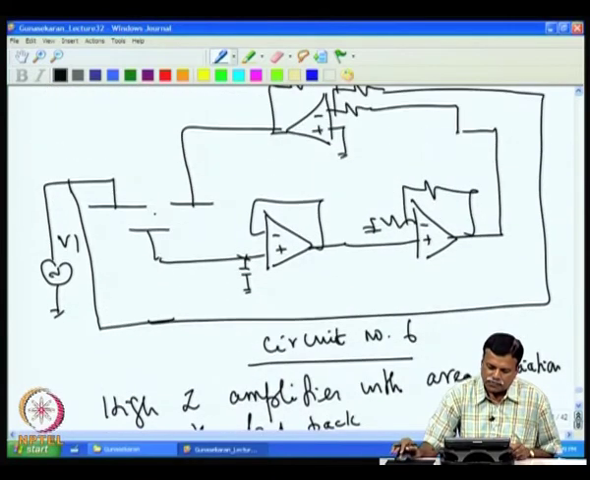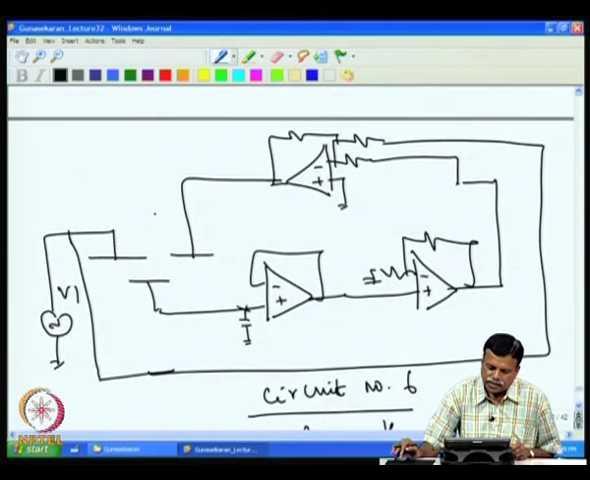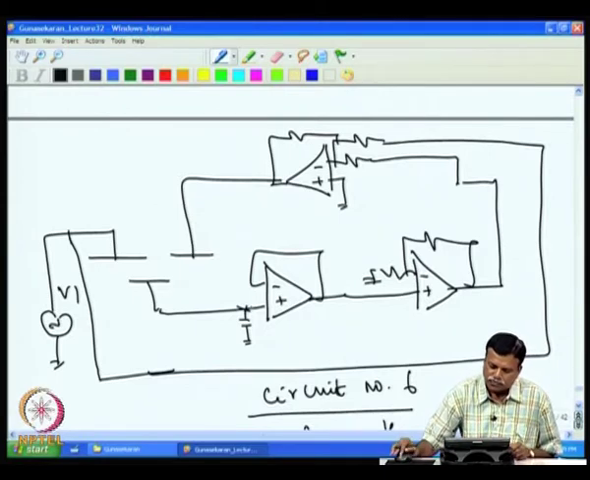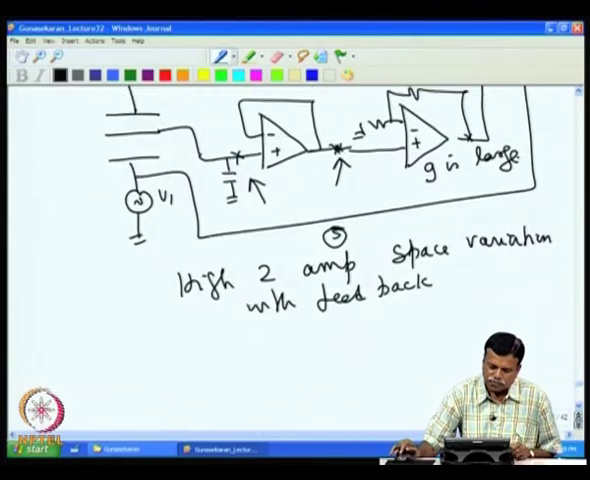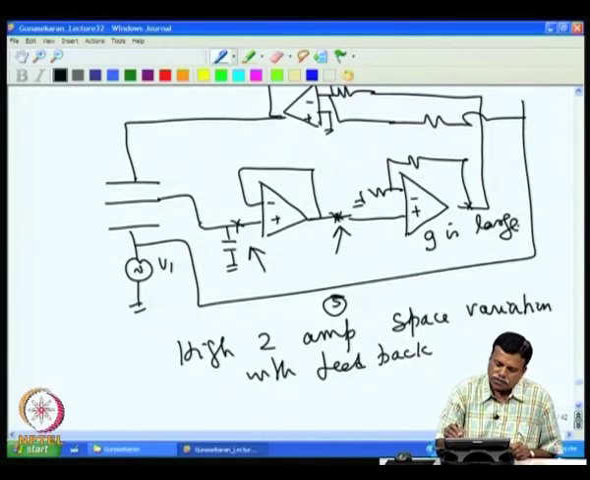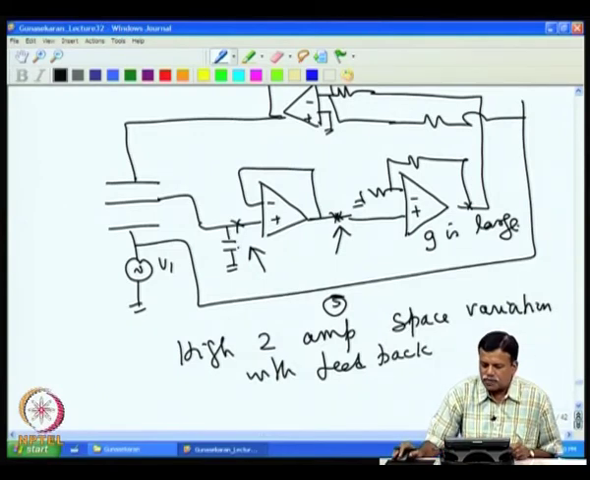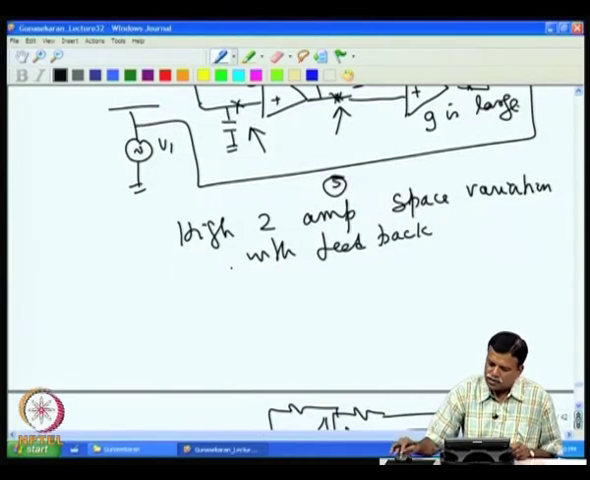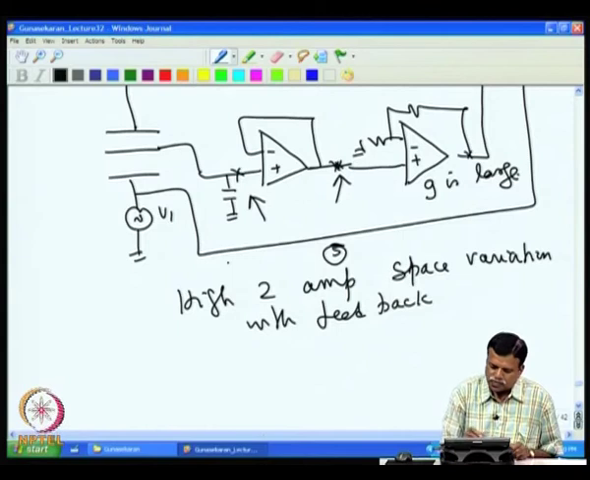Because we are feeding the signal back and making the input signal 0, it is happening in both circuit 5 and 6. In both circuits, as long as the gain is high, the input voltage will be very small. So, the stray capacitor will have no effect. But then if you analyze the circuit, whether they are linear or non-linear, we had seen for example, for the space variation.